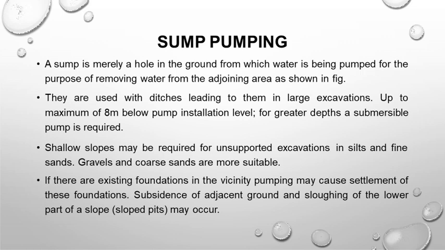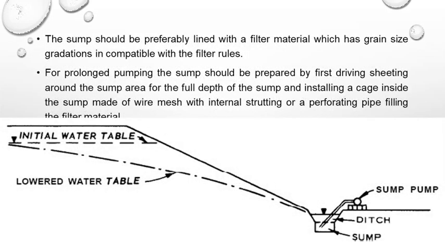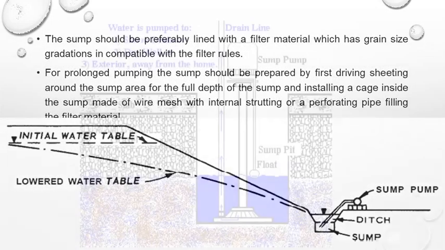Sump pumping. A sump is merely a hole in the ground from which water is pumped for the purpose of removing water from the adjoining area, as shown in the figure. They are used with ditches leading to them in large excavations up to a maximum of 8 meters below pump installation level. For greater depth, a submersible pump is required. Shallow slopes may be required for unsupported excavation in silt and fine sand, while gravels and coarse sands are more suitable. So this is sump pumping using a sump pump.